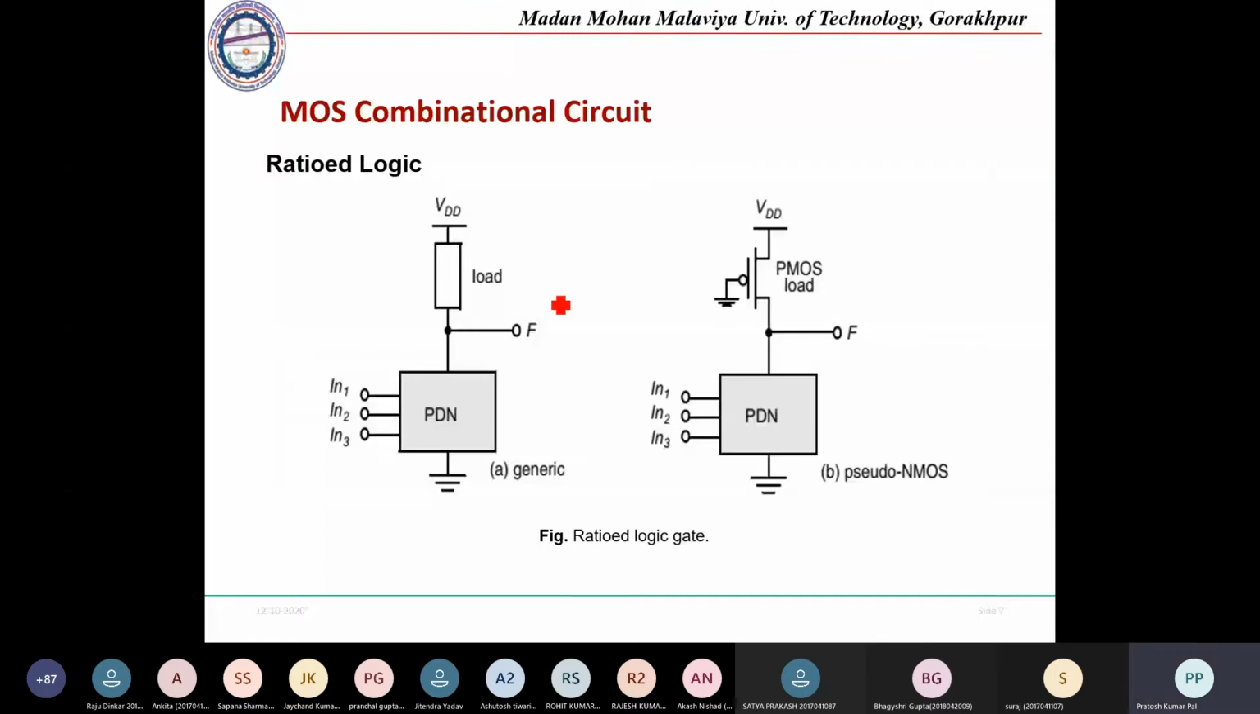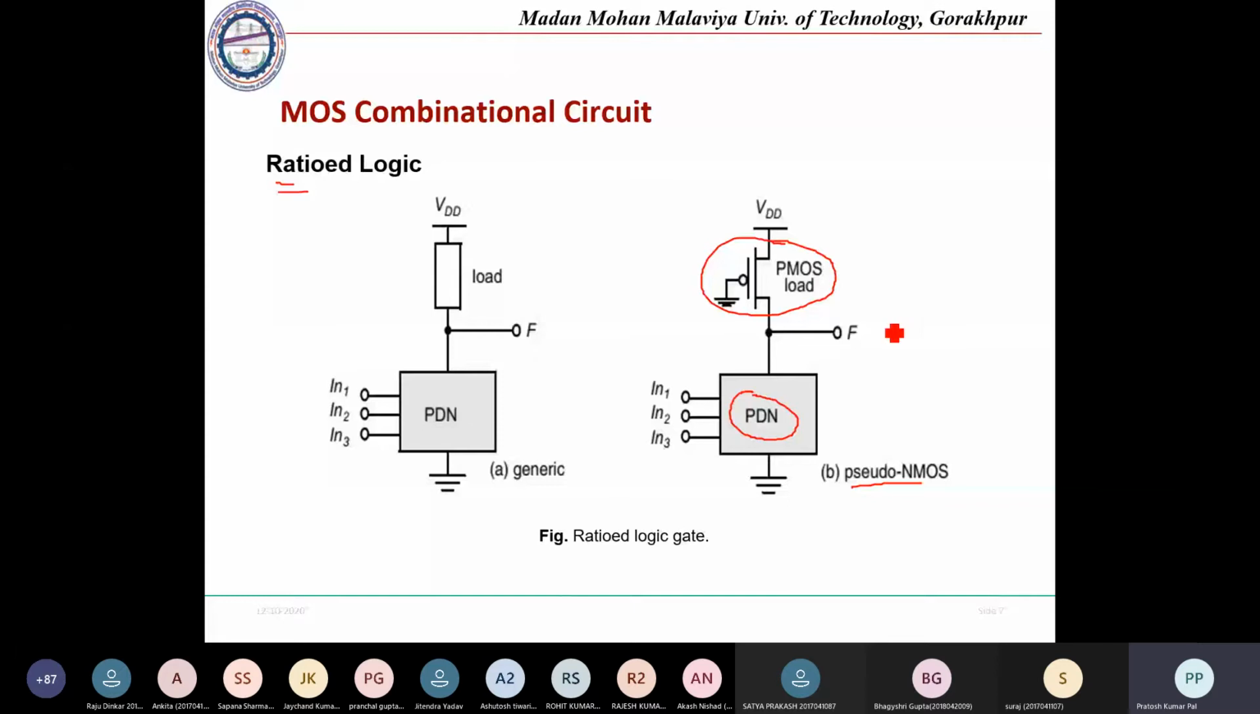So this is the complete analysis in ratioed logic. The pull-down network will be there, a load will be there, and this load will be replaced by a single transistor. This combination is called pseudo NMOS logic, because your logic is implemented by the pull-down network. Similarly, we can have pseudo PMOS logic also.